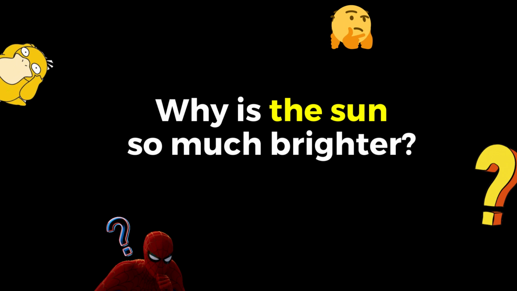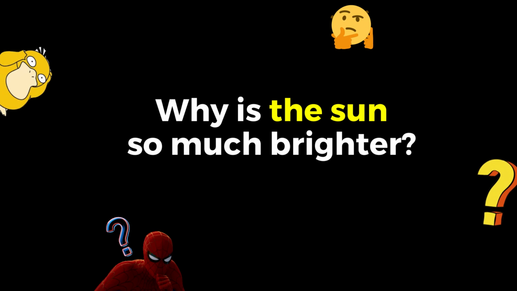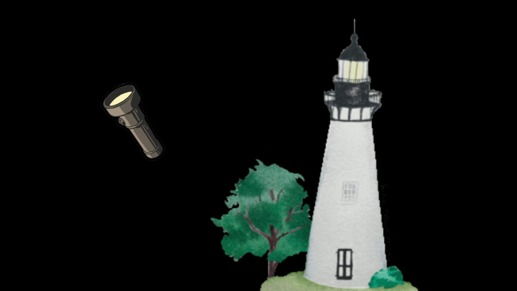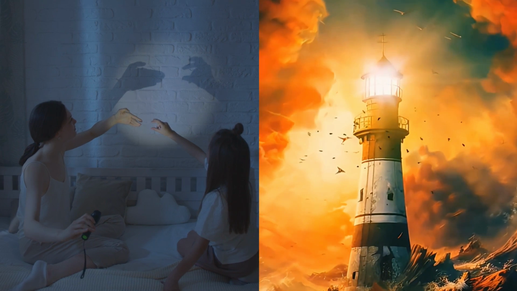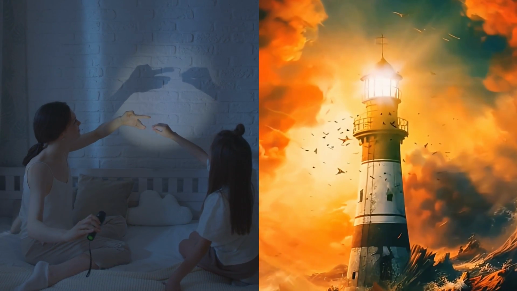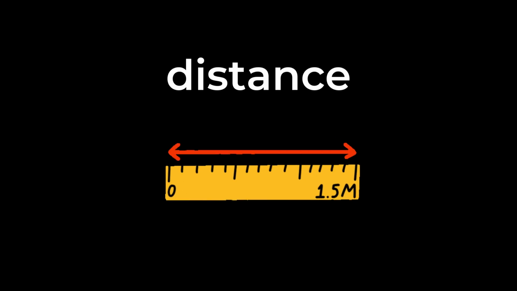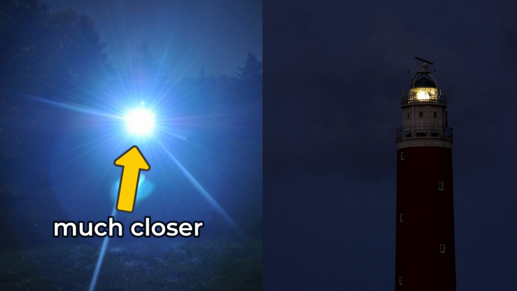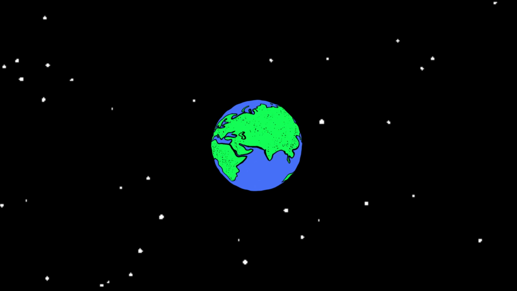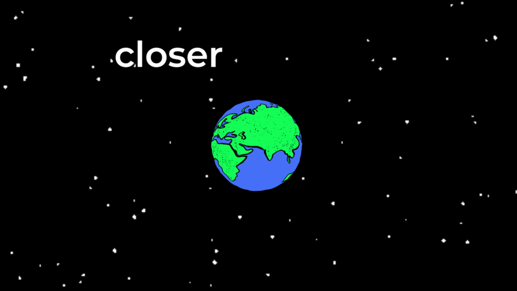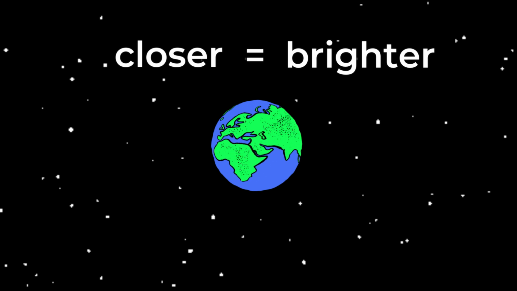So if there are bigger stars out there, why is the Sun so much brighter? Well, to answer that question, let's imagine a flashlight versus a lighthouse. Obviously, the lighthouse has a larger, more powerful light than the flashlight does, but in this case, it's all about distance. If the flashlight was much closer to us, it would appear much brighter than the lighthouse. The same idea applies to stars. The closer a star is to us, the brighter it appears.